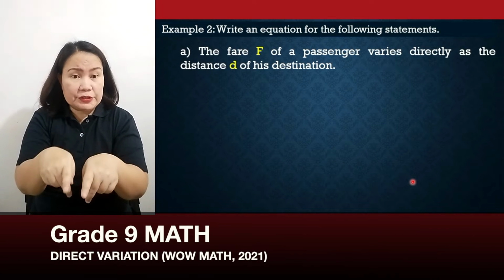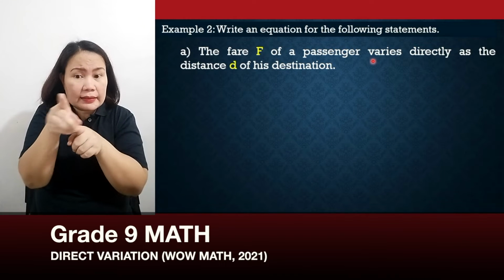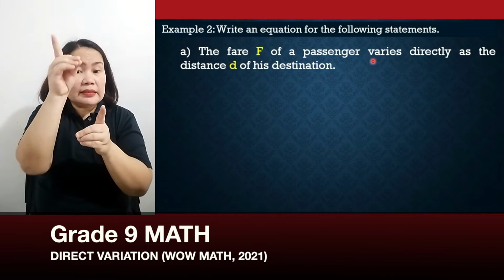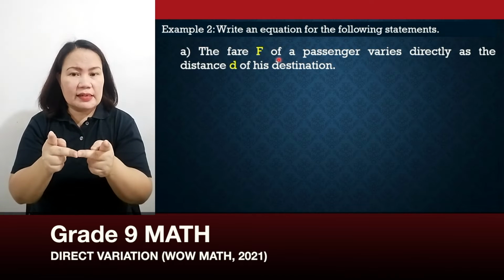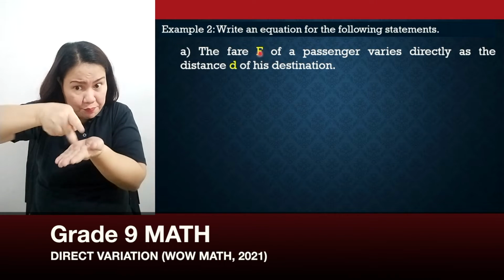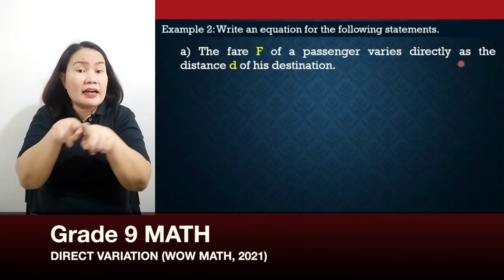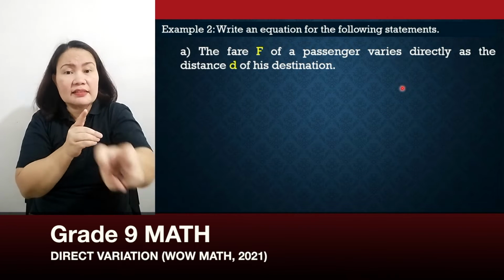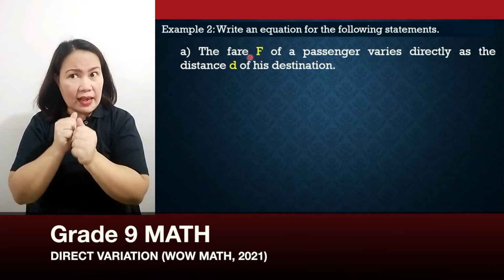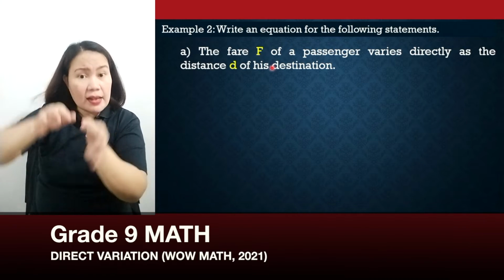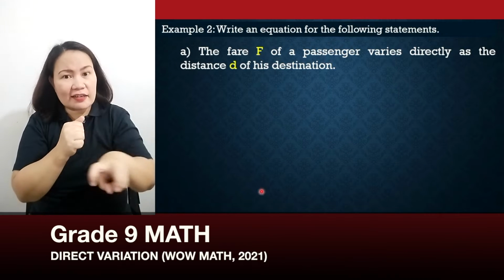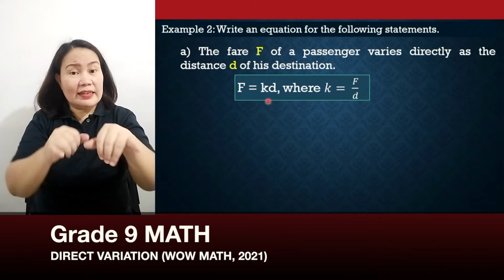By the way, class, meron naman kayong clue kung sino yung mauuna, kung anong variable yung unahin nyo. So, dapat kung ano yung mauna dito, siya yung dapat nauna din. So, since may word tayong varies directly dito, that is for direct variation. So, paano natin i-translate into equation? So, that is F is equal to KD.